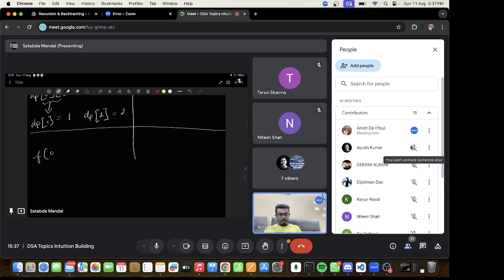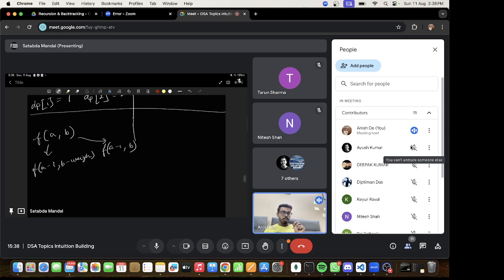So f of a, b calls f of a minus 1, b minus weight, and it also calls f of a minus 1, b. The difference between top down and bottom up is that you should know how to run the for loops and the order of the states which need to be calculated first.